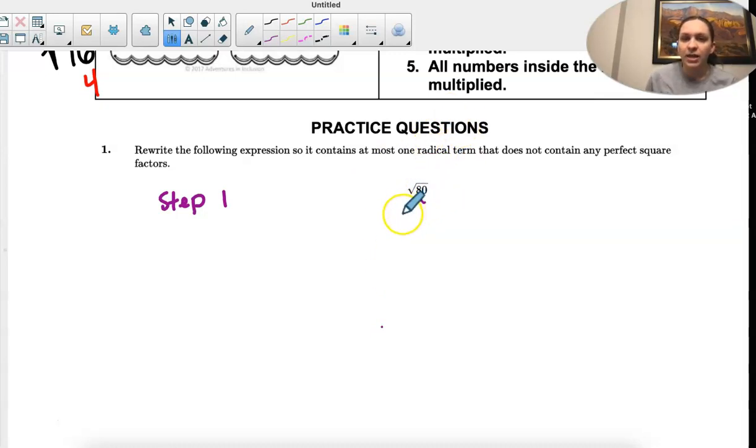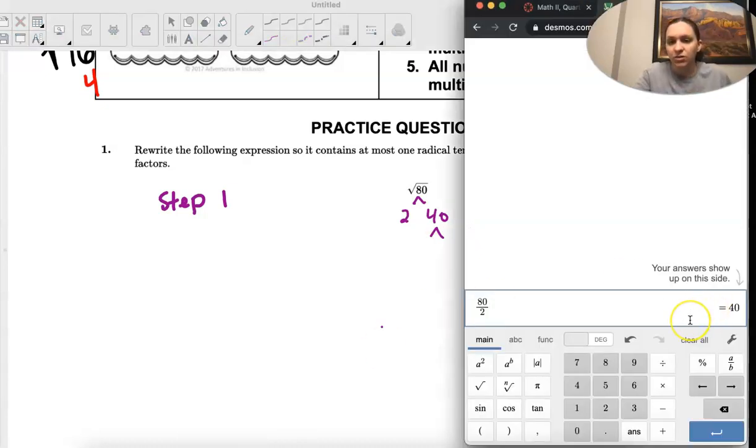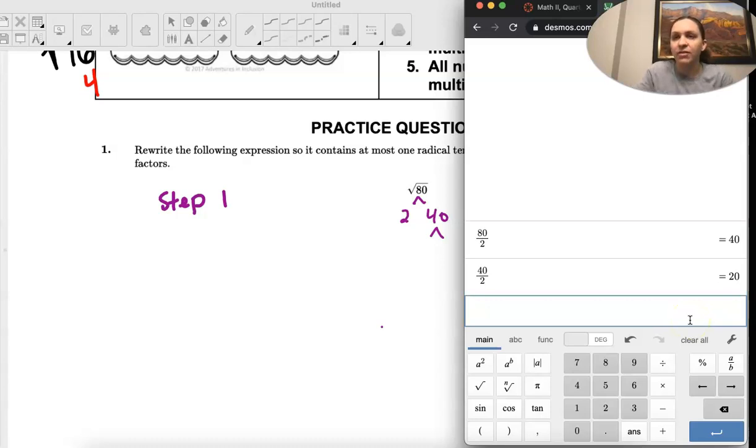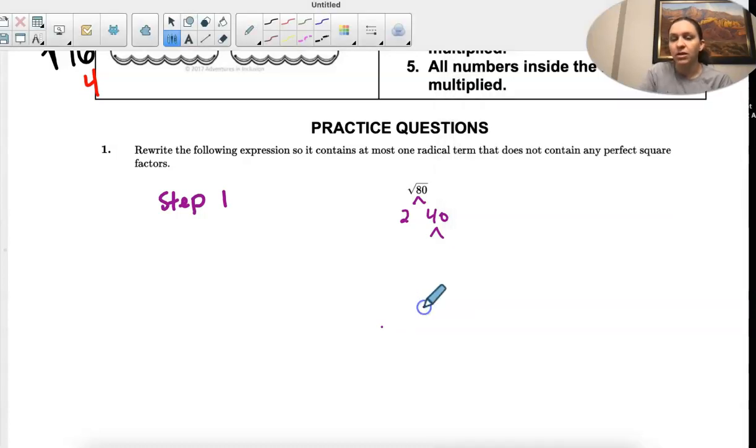So 80 is actually 2 times 40. And 2 is a prime number, so I'm going to leave that alone. And I'm going to go to 40. I want two numbers that multiply to 40. And again, if you guys need to use your calculators, just divide by 2 or 3 or 5, all those prime numbers. I usually start with 2. So 40 divided by 2 is 20. So what that means is 2 times 20 is equal to 40.